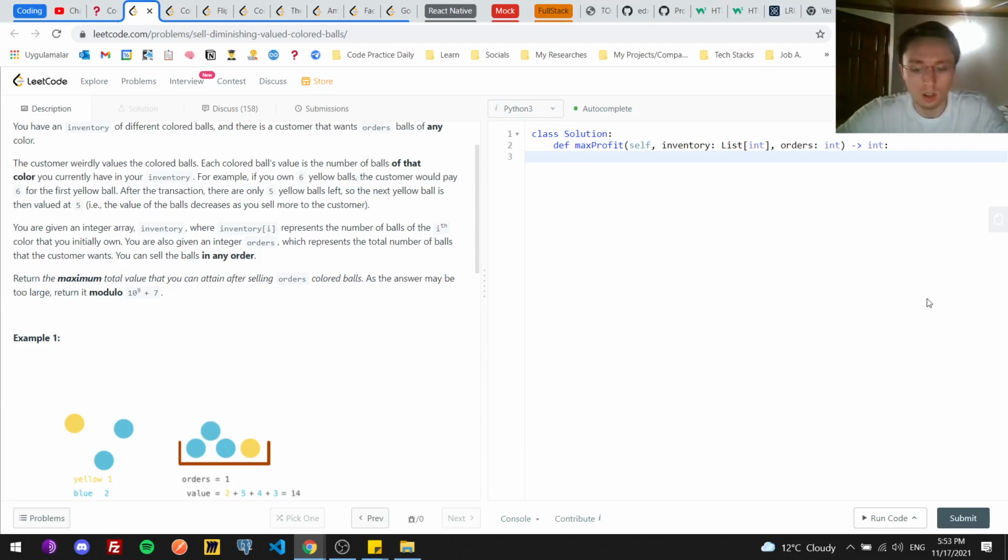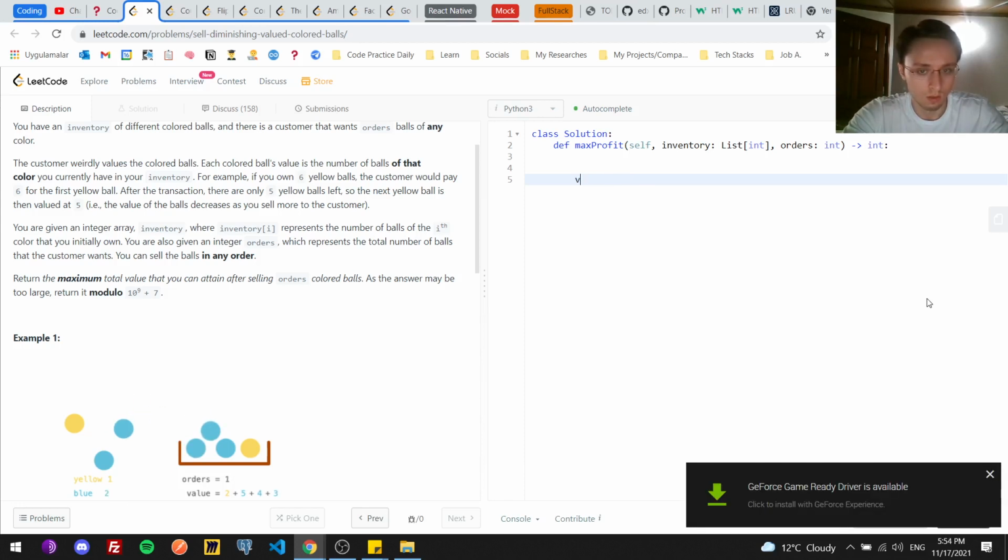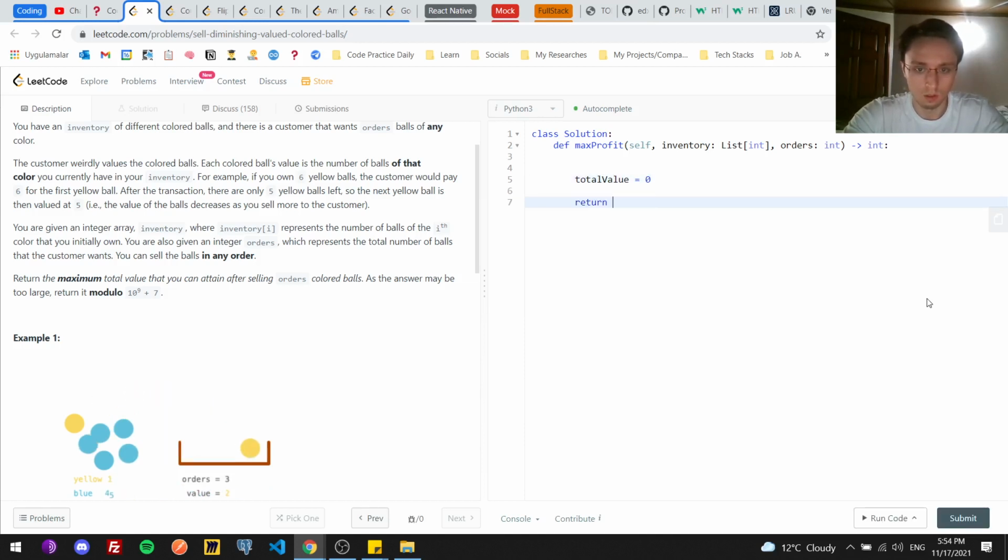Return the modulo. So we have the result, the total value, which is at the start 0, and return the total value modulo 10 to the power of 9 plus 7.